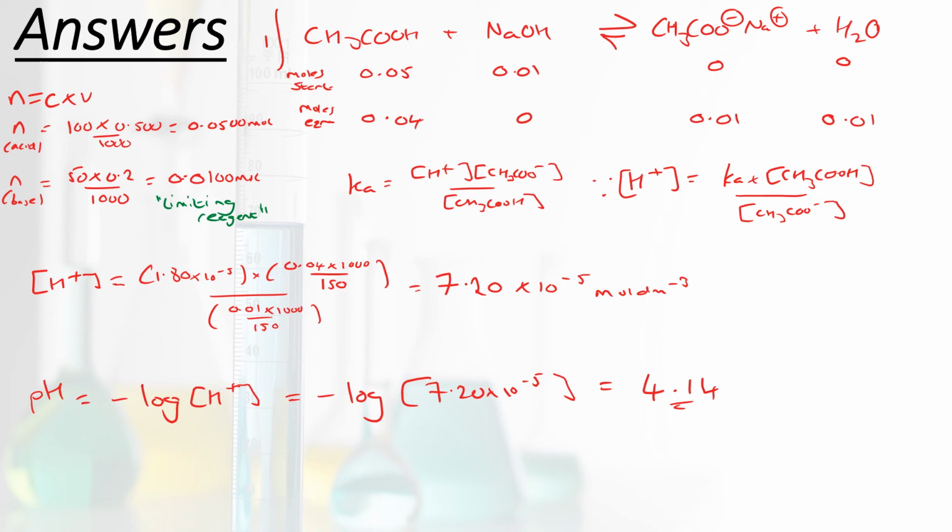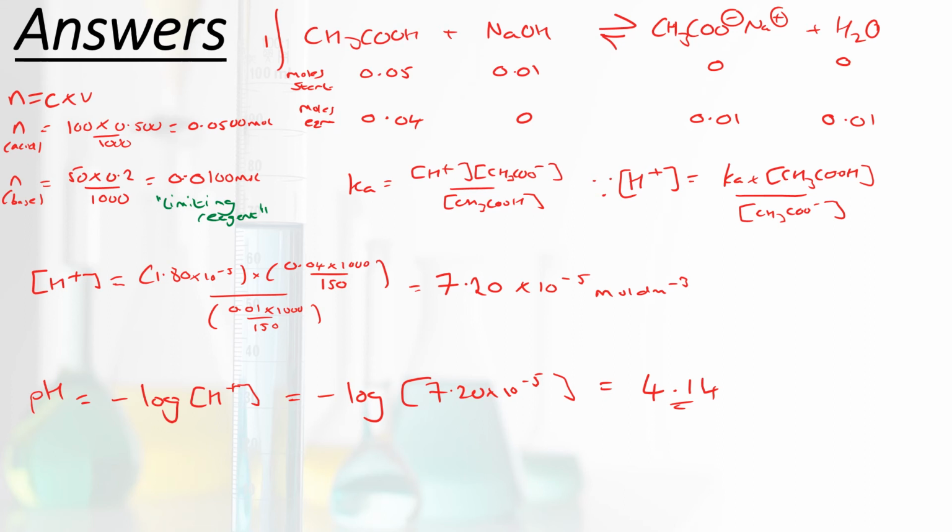We have enough data to work out the moles of acid and base at the start of the reaction using the n equals c times v equation. Again, remember that we have to convert the volumes from centimetres cubed into decimetres cubed for that equation to work. And so putting the numbers in gives you 0.05 moles of acid and 0.01 moles of base. Again, the 0.01 mole is the limiting reagent, it's the smallest number, that's going to limit how much product we can form. And so at equilibrium, we're going to use up all of our base, so 0 moles at equilibrium.